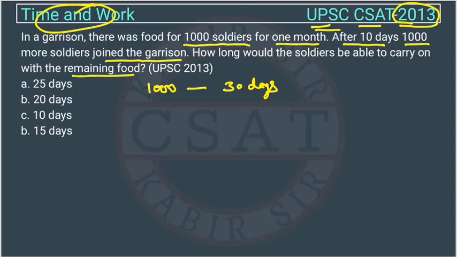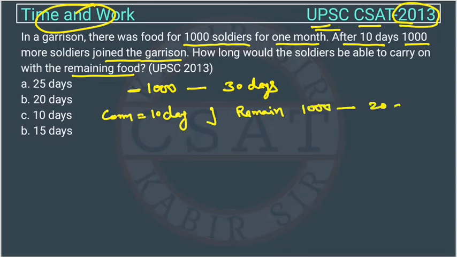So the 1000 soldiers consume the food for how many days? 10 days, right? So they consume food for 10 days. So the remaining food is sufficient for 1000 soldiers for how many days? 20 days, right? Because 10 days they already consumed, so the remaining food will last 20 days for 1000 soldiers. But now 1000 more soldiers are added, so now the soldiers are 2000. So how many days will the food last? The food will last 10 days.